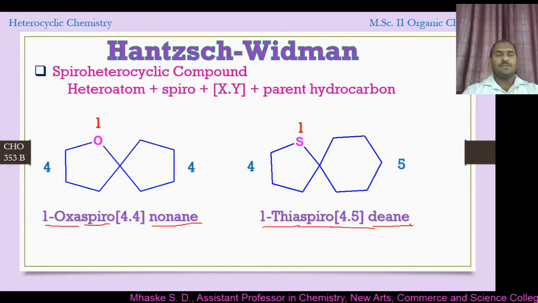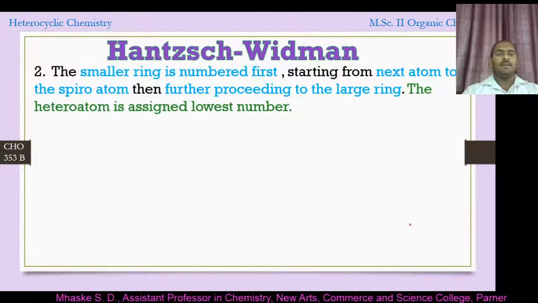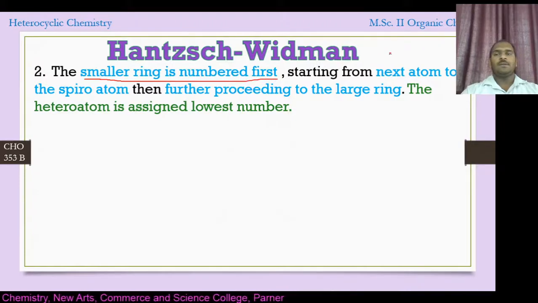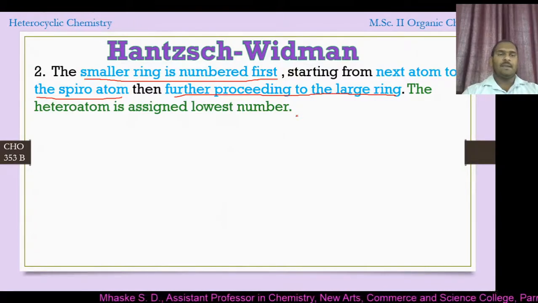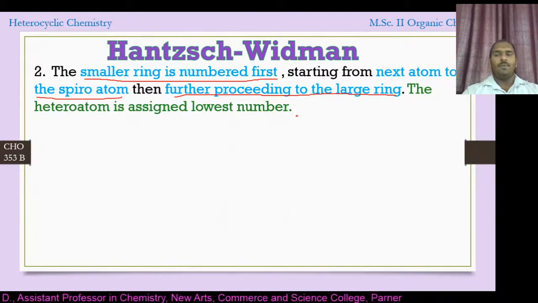Okay, so this is the first rule. Now let's move further. In the second rule, the smaller ring is numbered first, starting from the next atom to the spiro atom, further proceeding into the larger ring. So when we are considering two rings of different size, in that case we have to start the numbering from the smaller ring, and the numbering should start from the atom next to the spiro atom, then proceed to the larger ring.